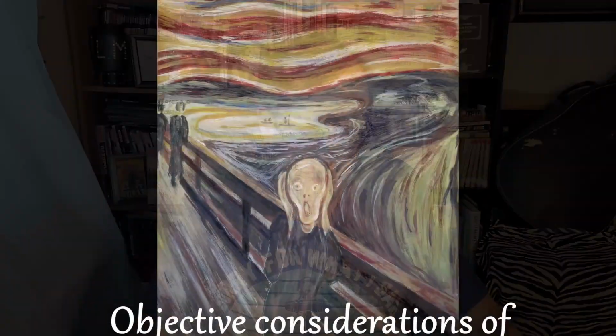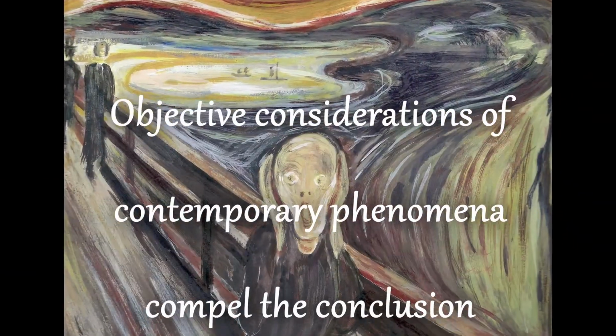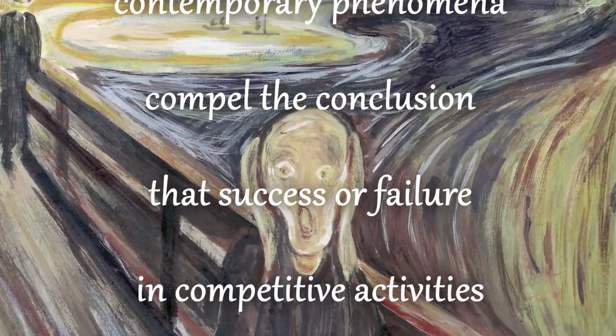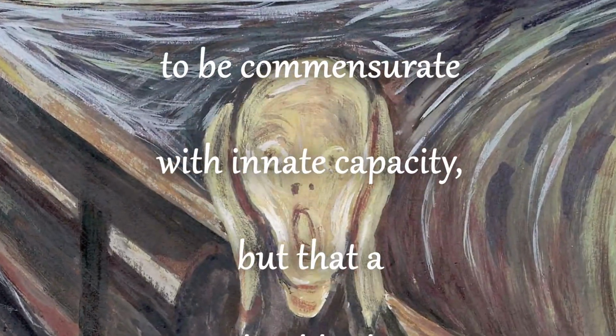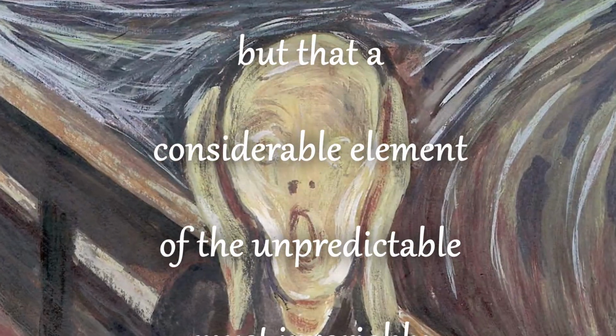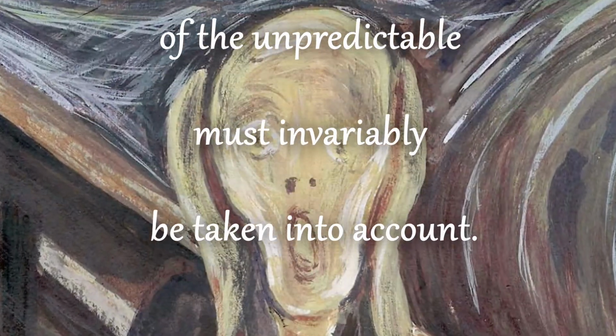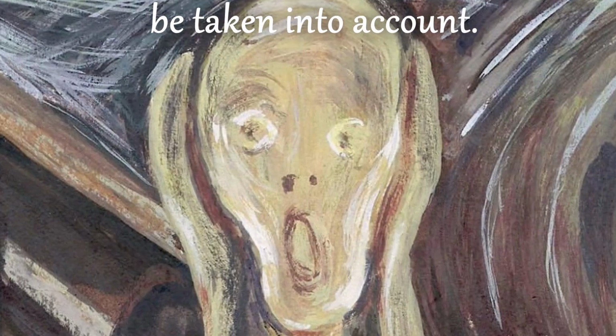Here's how Orwell translates that into modern English, which is the way it might be written today, particularly in academic circles, but even oftentimes in newspapers, in arguments, you hear this kind of jargon a lot. Objective considerations of contemporary phenomena compel the conclusion that success or failure in competitive activities exhibits no tendency to be commensurate with innate capacity, but that a considerable element of the unpredictable must invariably be taken into account.